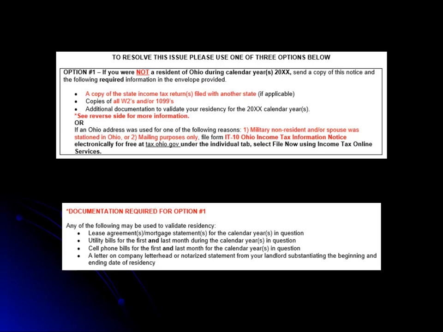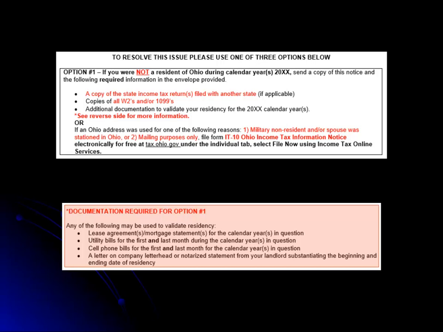If this scenario applies to you, respond by either completing Form IT-10, which is the Ohio Income Tax Informational Notice, or by providing a copy of the tax return you filed with the state where you were a resident, copies of all W-2s and/or 1099s, and a copy of this notice. If you lived in a state that does not have an income tax, you will not be able to provide a state income tax return. Instead, please provide documentation of your residency. There is a list of acceptable items on the back of the notice.